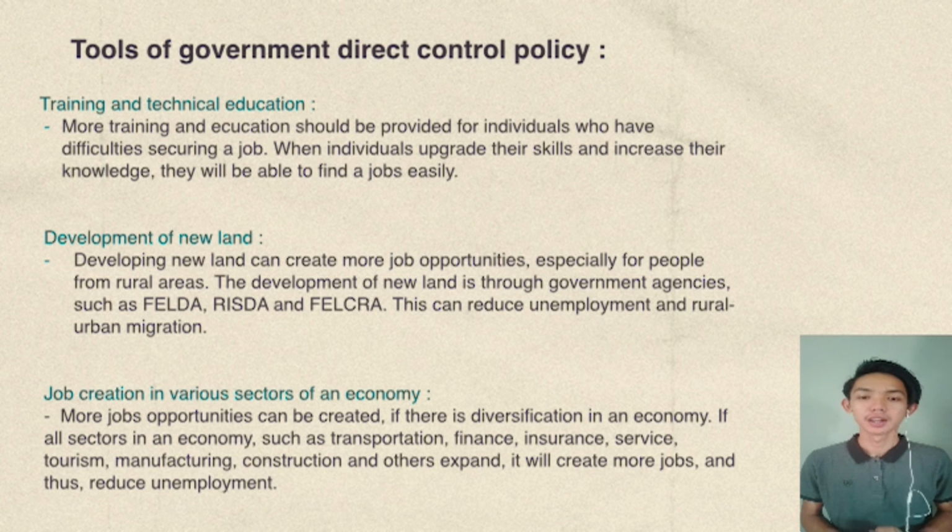Second, development of new land. New land can create more job opportunities, especially for people from rural areas. The development of new land is through government agencies such as FELDA, RISDA, and FELCRA. This can reduce unemployment and rural-urban migration.